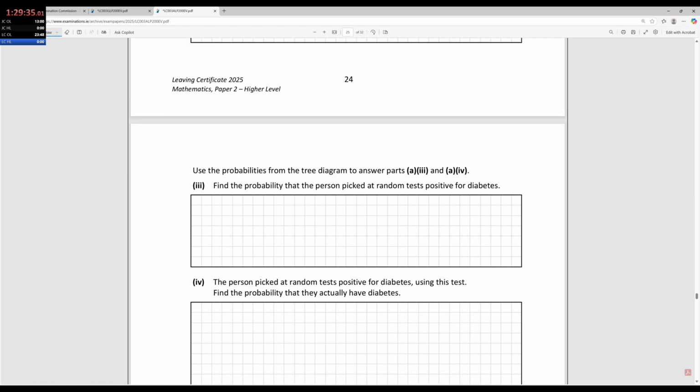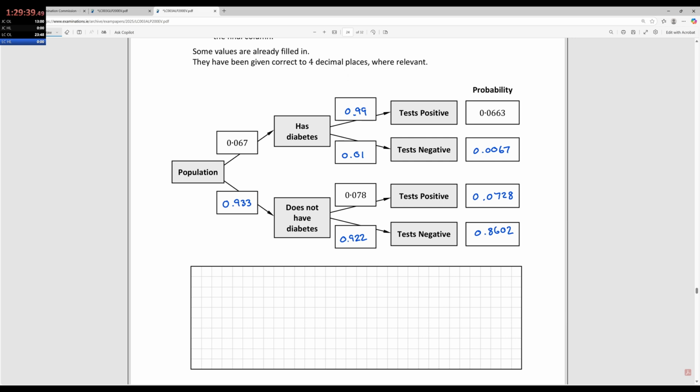Use probabilities from above. Find the probability that the person picked at random tests positive for diabetes. So that would be this number and this number. So the 0.0728 plus 0.0663. They're probably going to make a given question out of this.